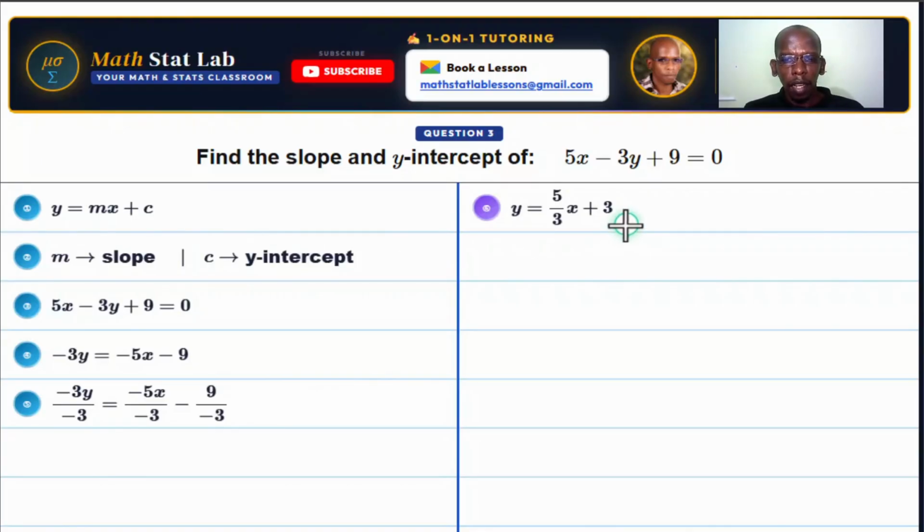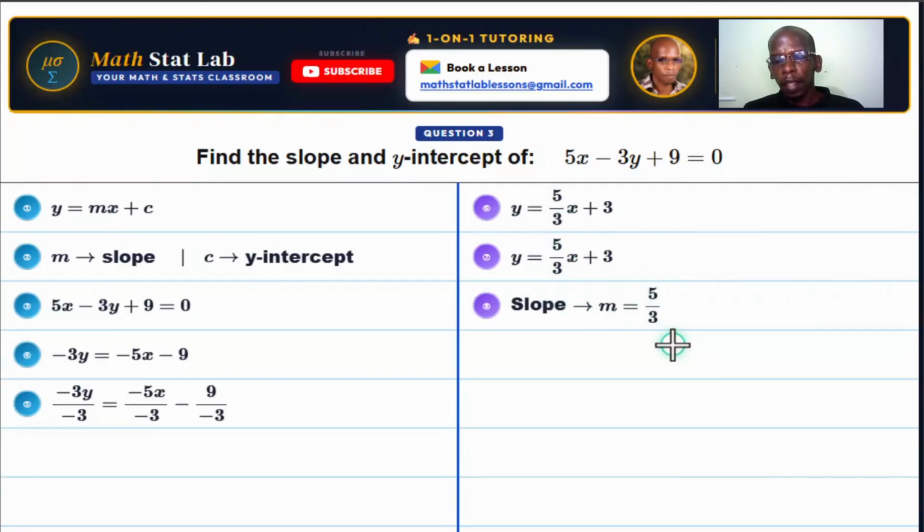Now it actually looks like our equation of a straight line, because we have the y, we have mx, which is 5 over 3x, then plus 3. So from there we just need to read the slope and the y-intercept. We said the slope is the coefficient of x, which in this case would be 5 over 3. That is the slope. Then we have the y-intercept, which will be the constant, and the constant is 3.